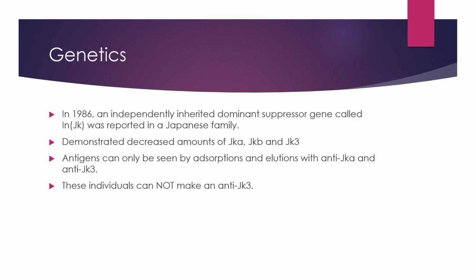A dominant suppressor gene, called In(Jk), was discovered in a Japanese family in 1986. This gene is independently inherited from the Kidd gene. This gene inhibits Kidd antigen production, making it look like individuals are JKA and JKB negative when really they are not. The antigens can still be seen with absorptions and elutions with anti-JKA or anti-JKB. These individuals cannot make anti-JK3 because they still have some residual Kidd antigens on their red cells.